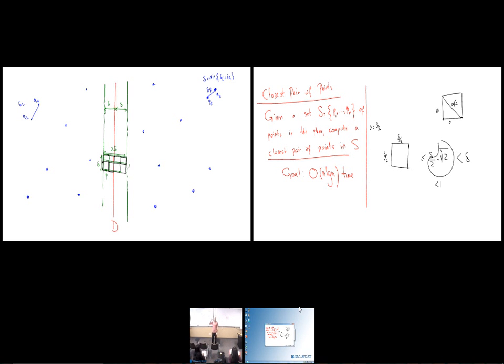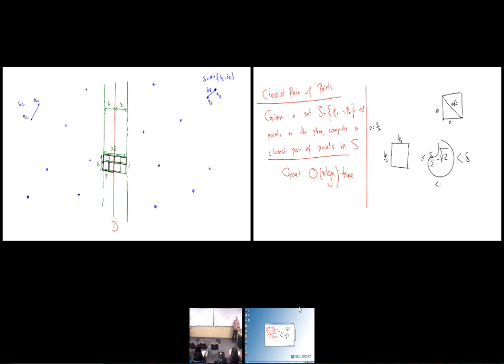Everybody sees that? So any 2 points that live inside the same square, here or here or here or here, their distance has to be strictly smaller than delta. So now the question is, how many points can live inside the same square?